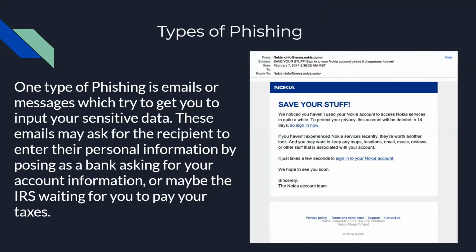So one type of phishing is emails or messages which try to get you to input sensitive data. These emails may ask the recipient to enter their personal information by posing as a bank, asking for your account information, or maybe the IRS waiting for you to pay your taxes. So as you can see in the example on the right, the hacker is posing as Nokia, and they're giving you a notice that the Nokia account will be deleted in 14 days. So they've given you a link to sign in now. What would happen is once you clicked that link, it would take you to a website that you think is reputable since it's Nokia, but really it's just the hacker's own website. And then when you put your information into that website, people will be able to take over your information.